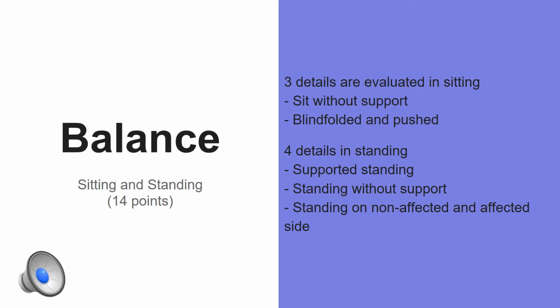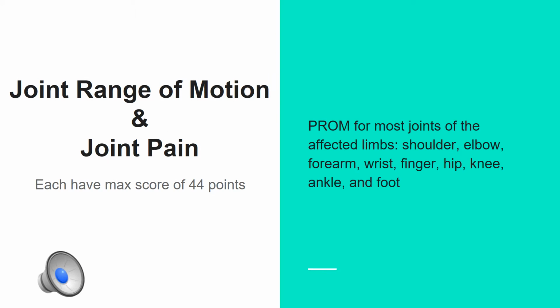The 4th and 5th subscales include joint range of motion and joint pain. Each can have a maximum score of 44 points. Evaluation of passive joint motion for most joints of the affected limbs include the shoulder, elbow, forearm, wrist, finger, hip, knee, ankle, and foot. For joint pain, evaluation of occurrence of joint pain during and at the end of passive range of motion.